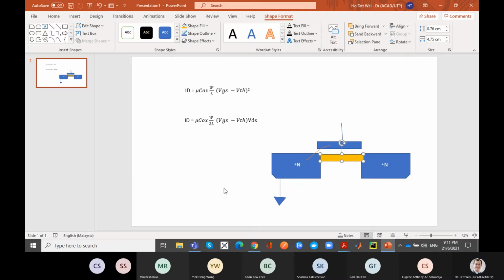Correct, Eugene? Yep. Do you follow this explanation of how a MOSFET works? Yes, Doctor.